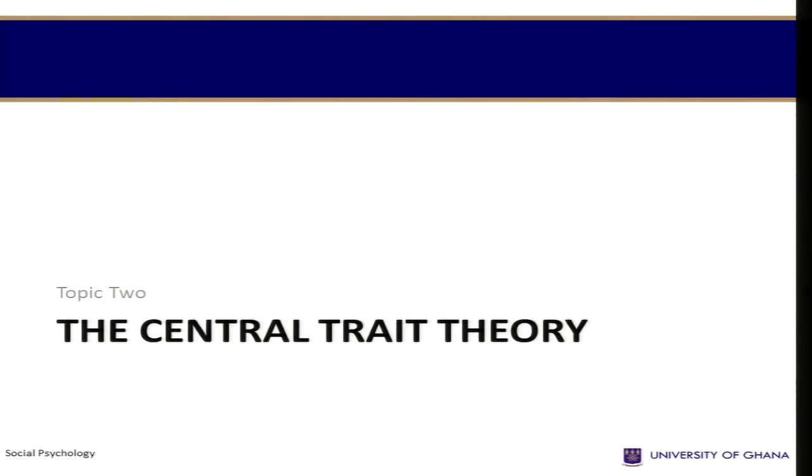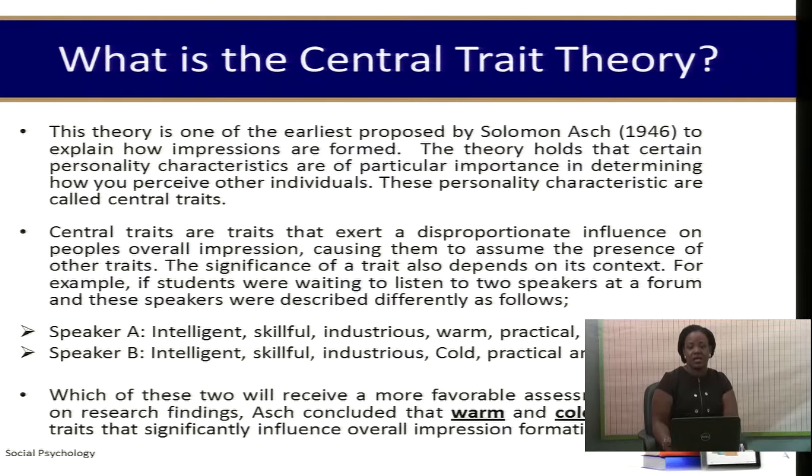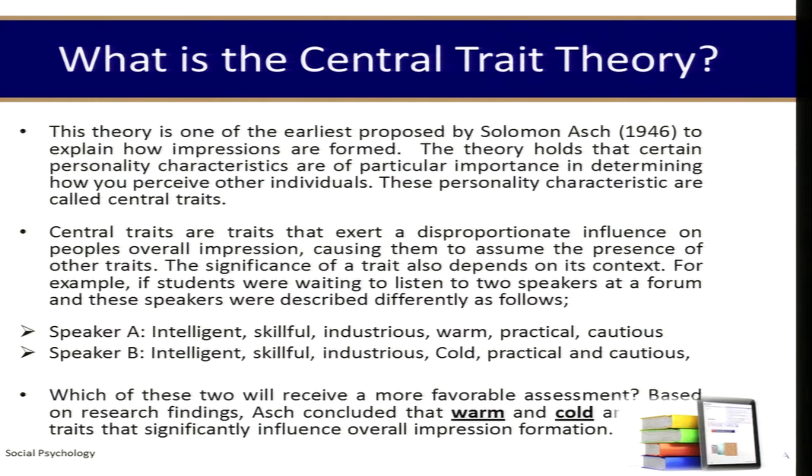One of the things that aids in impression formation, the theories, is the central trait theory. And this is a classic sociological theory formulated by Solomon Asch in 1946. And it's this old because it is classic, an initial theory that explains how people form impressions. In Asch's experiment, he presented two people to a group of people and tried to describe these personalities. He says that you are going to be addressed by two speakers. The first one is intelligent, skillful, industrious, warm, practical, and cautious. The other is intelligent, skillful, industrious, cold, practical, and cautious.